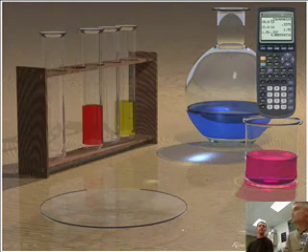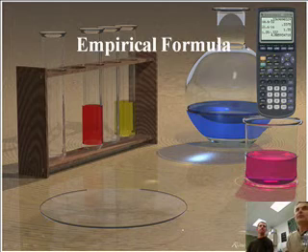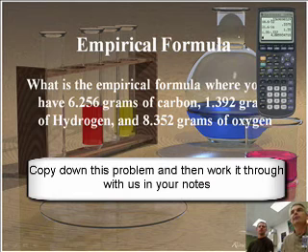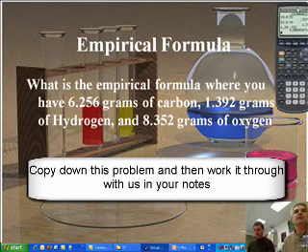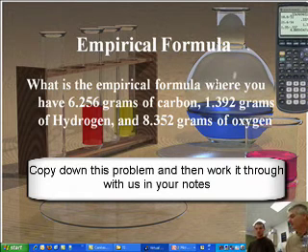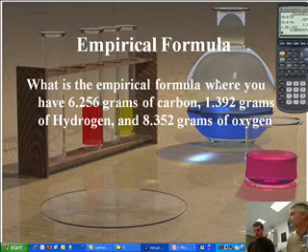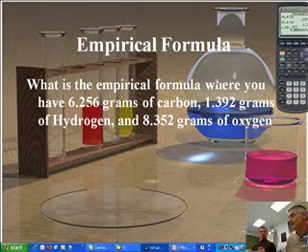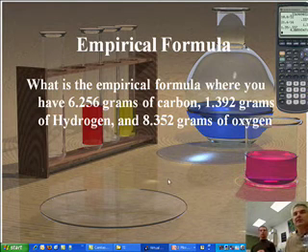This would be an interesting chemical. I think we might have seen this chemical before. What is the empirical formula? When you have 6.256 grams of carbon, 1.392 grams of hydrogen, and 8.352 grams of oxygen. Now, guys, what you're going to need to do is definitely copy this down. Don't just try and watch and say, oh, I get it. You've got to copy these examples down. Go through the process with us.